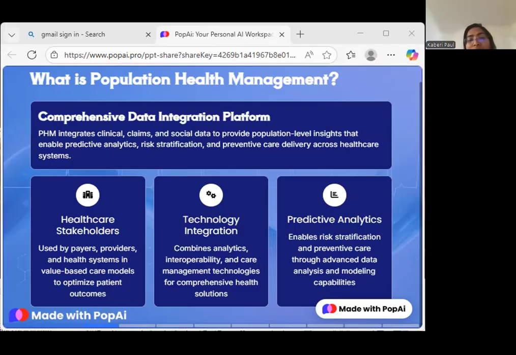This data helps organizations predict which patients are likely to develop conditions such as diabetes or heart disease, so they can intervene before complications happen. It is especially important in value-based care models where providers are rewarded for quality outcomes instead of the number of services performed. That's why population health management is rapidly becoming a core requirement for hospitals, payers, and government programs like Medicare Advantage.